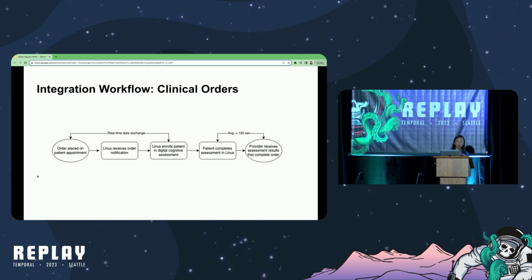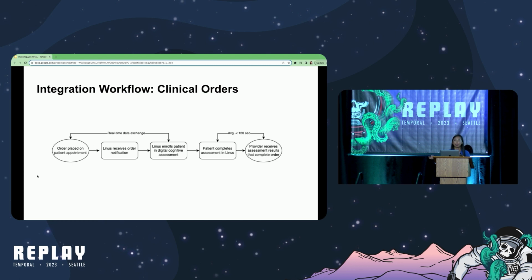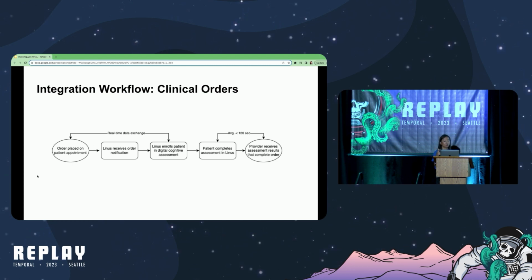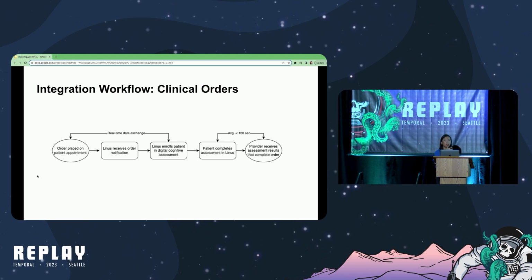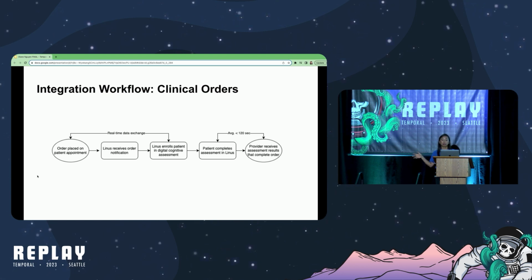So like I just said, another important workflow to our business is related to integrations, and it happens in post-processing. And this particular integration that I'm about to describe is concerned with uploading Linus assessment results for a patient to the patient's medical chart in the customer's electronic health record or EHR system.